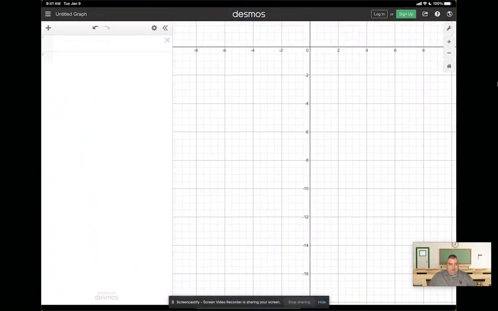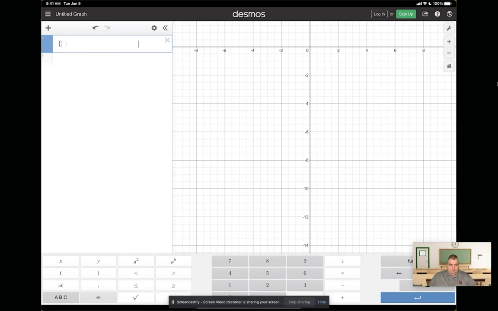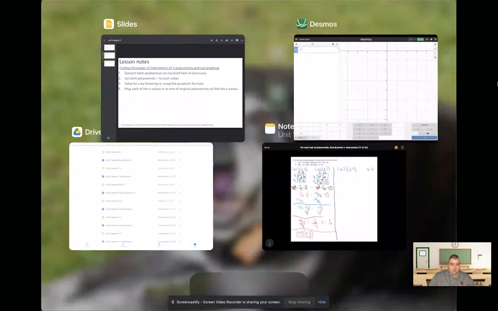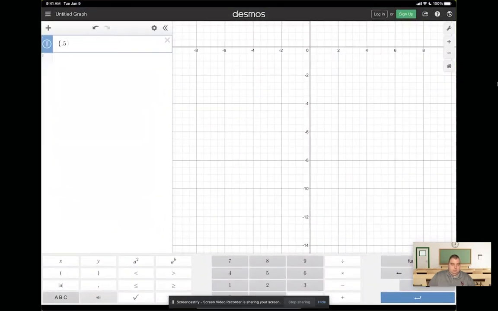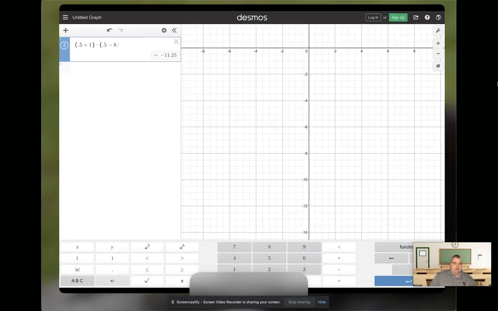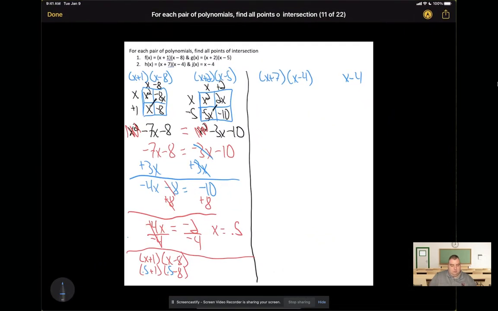So it's 0.5 plus 1 times 0.5 minus 8. And I get a y value of negative 11.25. So y equals negative 11.25. So this particular pair of polynomials only has one point of intersection.